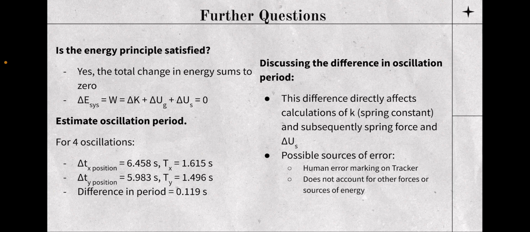Now, when you're looking at further questions, we can ask, is the energy principle satisfied? Looking at the previous graphs, because the change in total energy sums to 0, the energy principle is satisfied. When we look at the oscillation period, we estimate it for 4 oscillations. And then the distance between oscillations and the oscillation period directly affects the calculation of K.